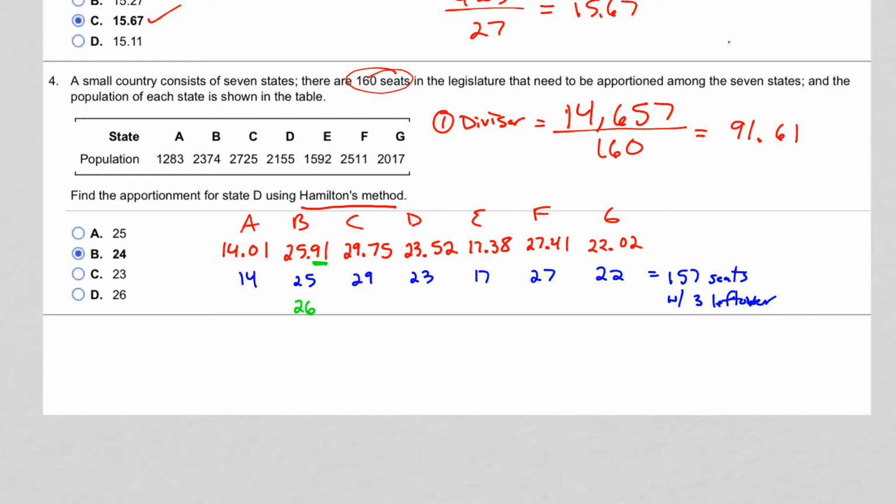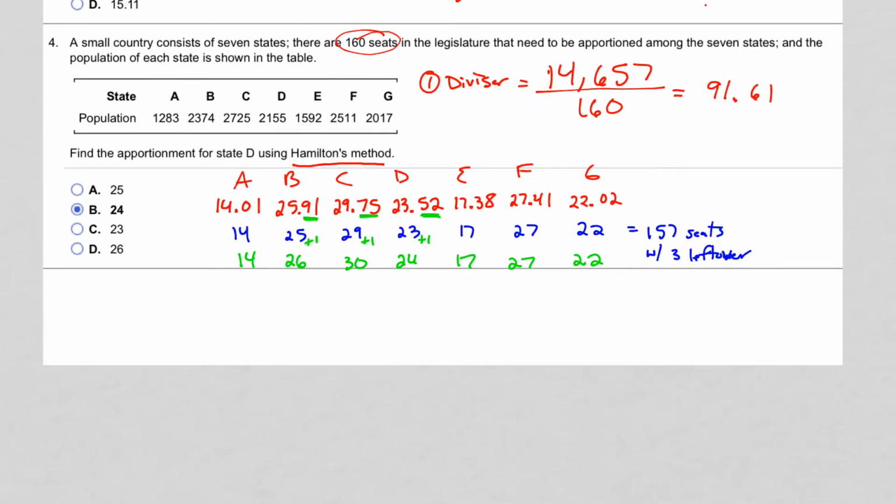So this one's going to be 26. The next highest would be this one here, so that's going to be 30. And the next highest would be this one here, so that's going to be 24. Everybody else stays the same. And let's make sure this adds up to 160. Yep, great.